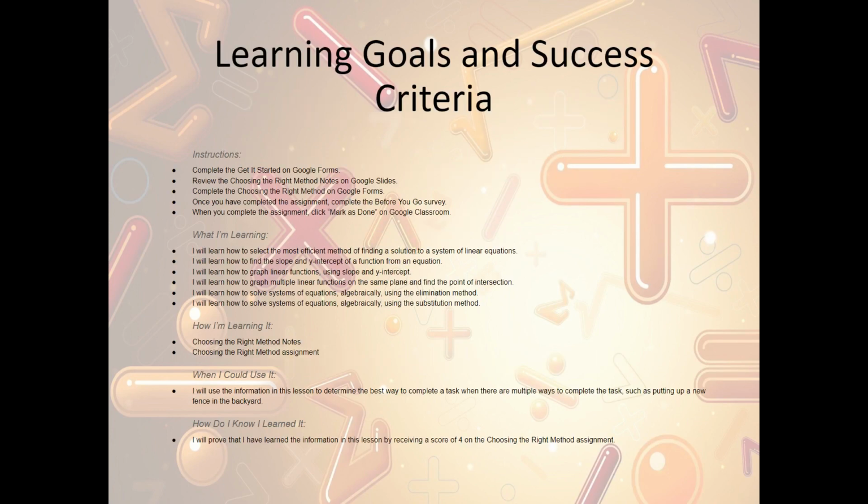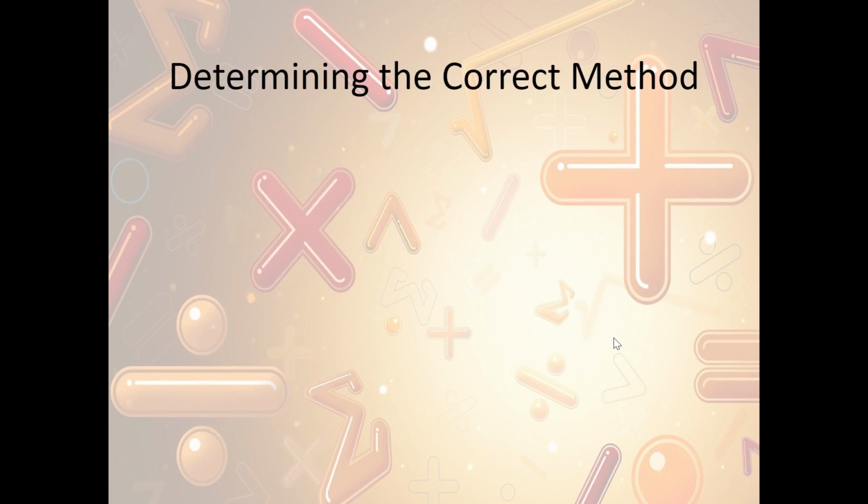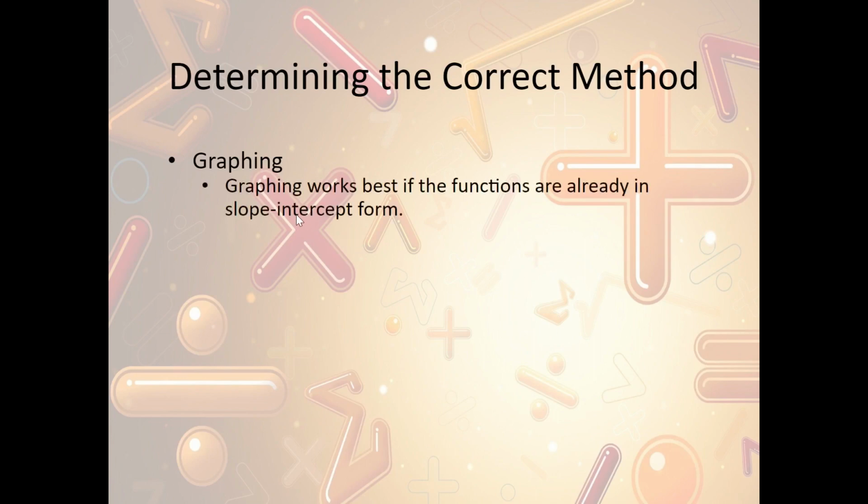Our notes begin with the learning goals and success criteria. Now, how do we determine the correct method? First of all, we need to discuss what methods we have to solve systems of equations. The first one is graphing. Graphing works best if the functions are already in slope-intercept form. We don't like putting things into slope-intercept form, so if they're not in slope-intercept form, let's use a different technique. But if they are in slope-intercept form, graphing is a great way to go. This is usually best when both functions are already in slope-intercept form, and that looks like y equals mx plus b.